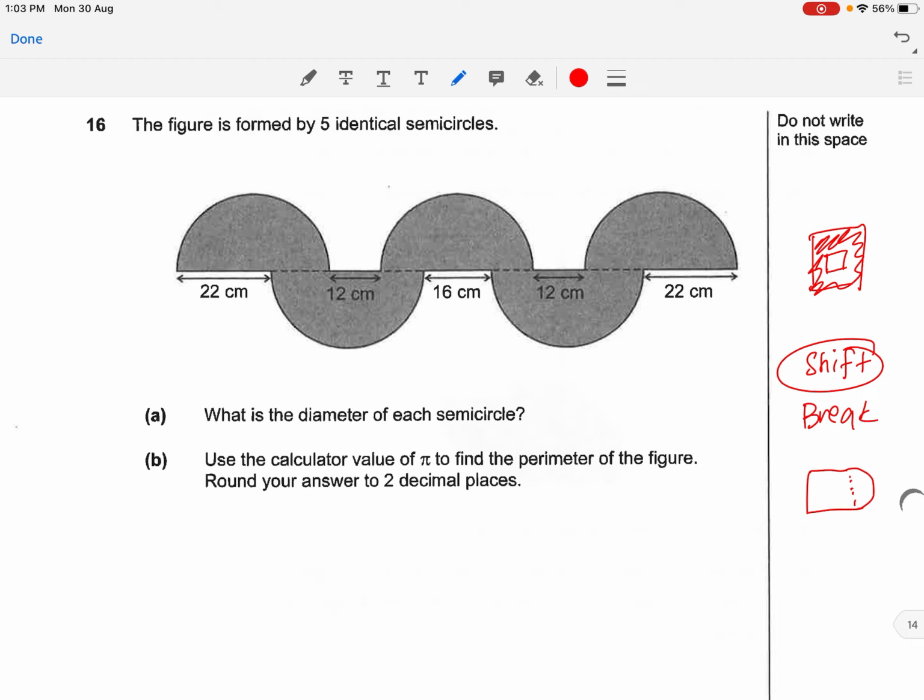We will have to do a little bit of shifting. First I want you to focus on the gaps that are being given on the top. We ignore the 2 semicircles at the bottom first. The red parts are the extra parts at the top. So if I join 3 semicircles together, I should have 2 12 cm here.